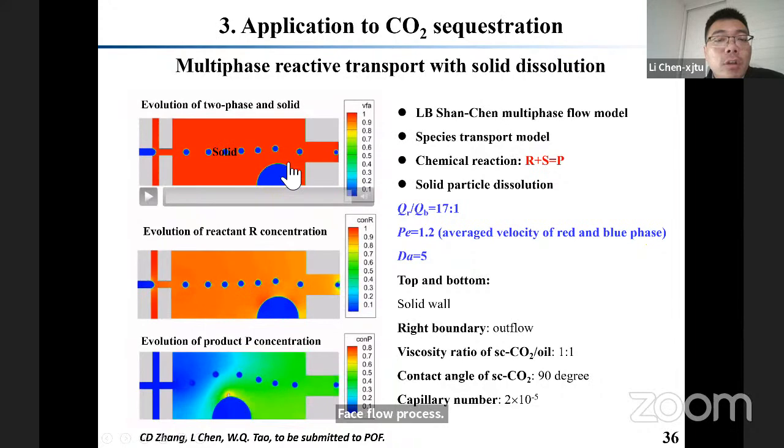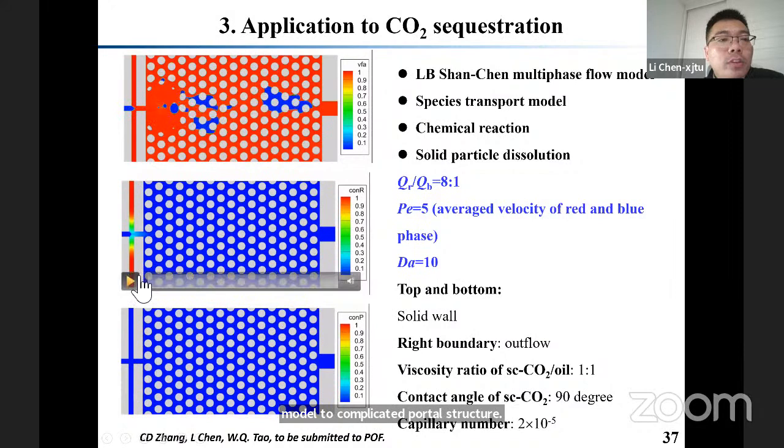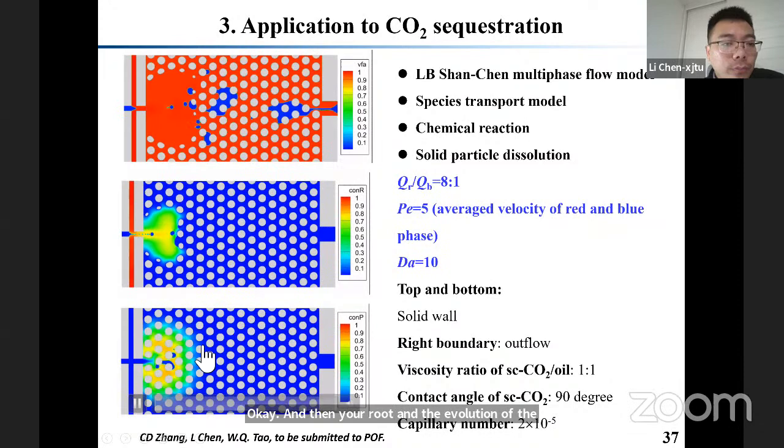And we further applied our multiphase flow reactive transport model to a complicated porous structure. Here you can find the evolution of the solid particles, then the evolution of the reactant, and the evolution of the concentration of the product.